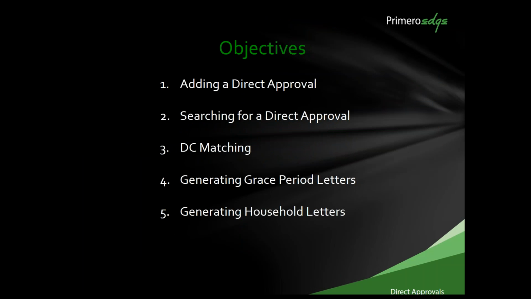Before we begin, we'll discuss a few of our objectives today. The objectives that we will cover will be how to go into Premier Edge and add a direct approval. We'll also discuss how you can search for a direct approval in Premier Edge. We'll also look at DC matching, so direct certification matching in the system. We'll look at how you can generate grace period letters. And finally, we'll look at how you can generate household letters.